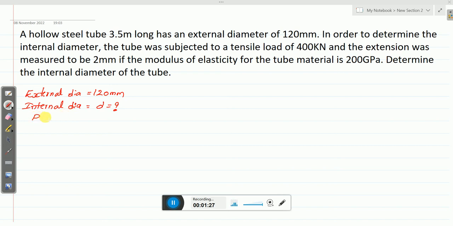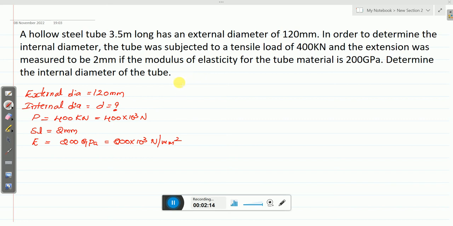So here the tensile load is 400 kilonewton. So it will be 400 into 10 raised to 3 Newton, and extension, which means delta L. Delta L is 2 millimeter, and the modulus of elasticity or Young's modulus, it is 200 GPa. So it can be converted into Newton per millimeter square. So it will be 200 into 10 raised to 3 Newton per millimeter square.